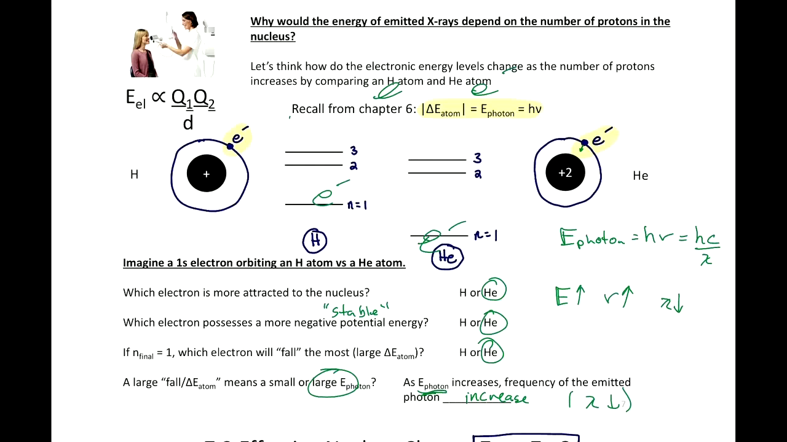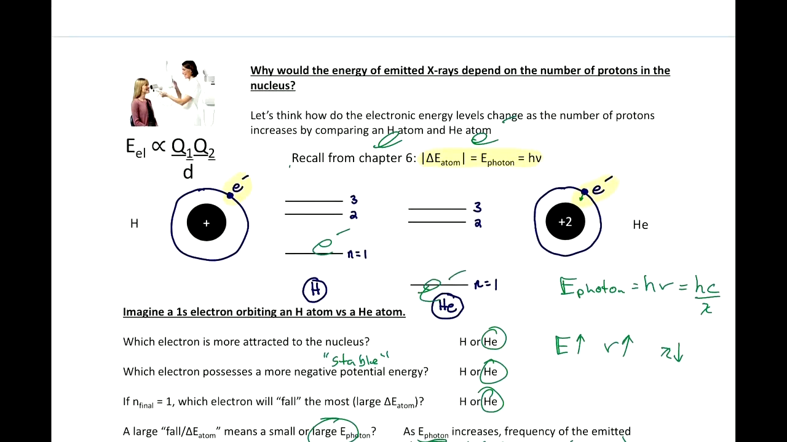The second one. Yes, okay, so which electron possesses a more negative potential energy? Remember this equation right there. Electrostatic potential is proportional to Q1 times Q2 over distance. And so what we see is that when the magnitude of Q1 Q2 changes, because we're making the nucleus +2 instead of +1, we're changing that attraction, the magnitude of Q1 Q2 in the numerator. And that's why it becomes more negative. Okay, more attraction means more negative potential energy.